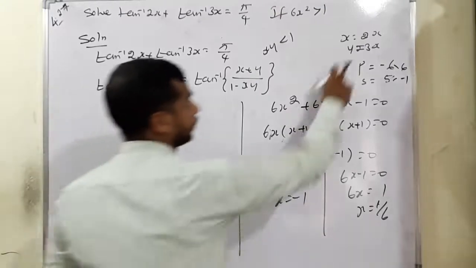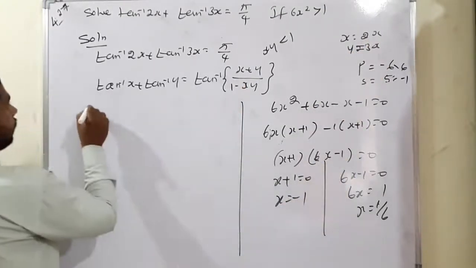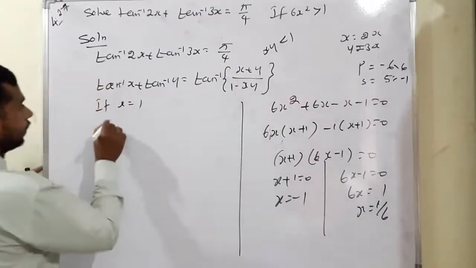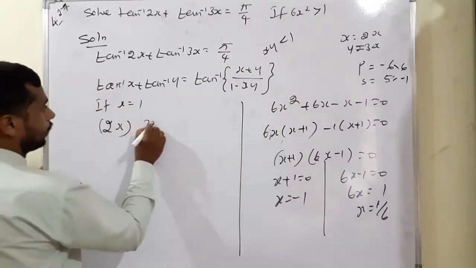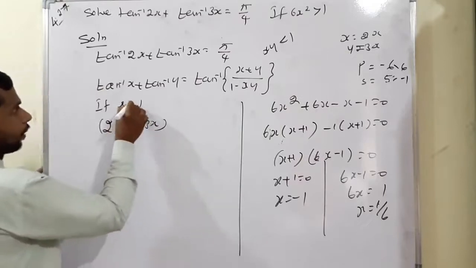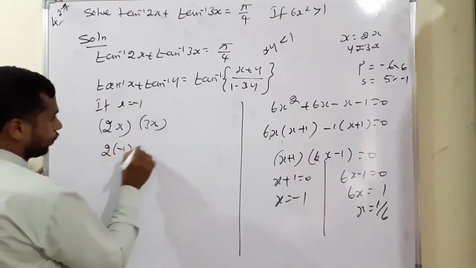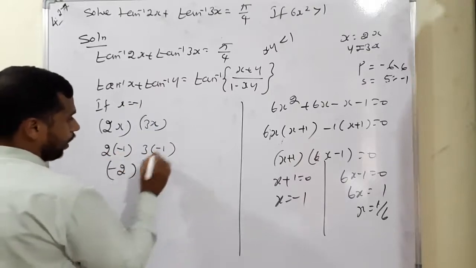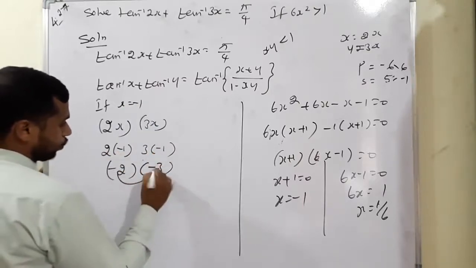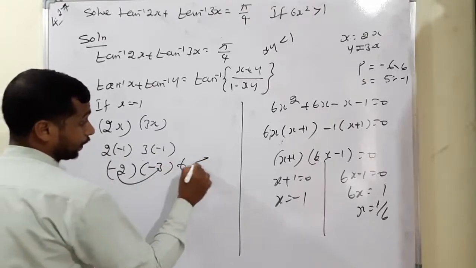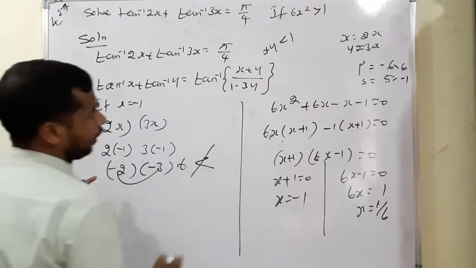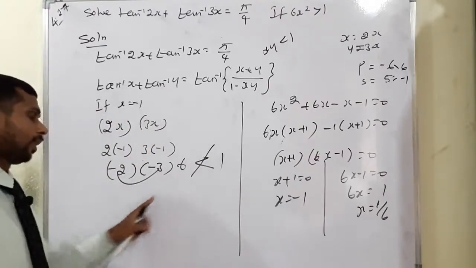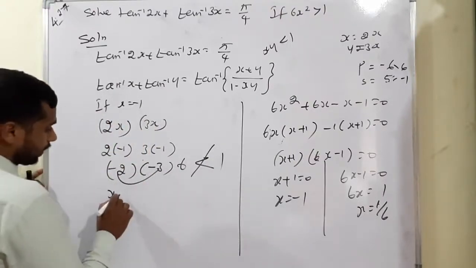If x is equal to minus 1, the values are 2x and 3x, isn't it? So 2x into 3x. Instead of x we can apply minus 1. 2 into minus 1 and 3 into minus 1. So 2 into minus 1 means minus 2, 3 into minus 1 means minus 3. Therefore, minus 2 into minus 3 means positive 6. So definitely it is not less than 1, isn't it? 6 is greater. Therefore, x is equal to minus 1 does not satisfy the condition.